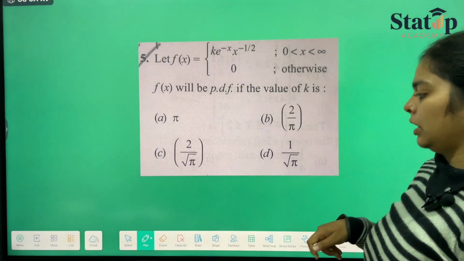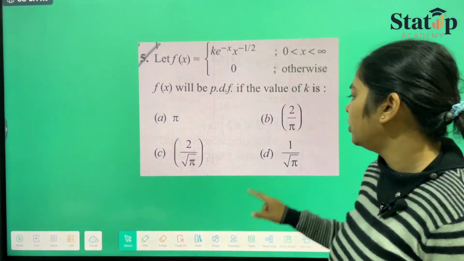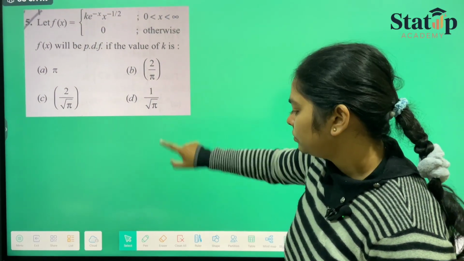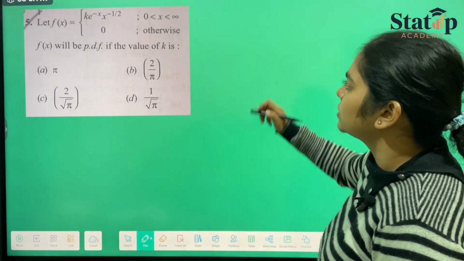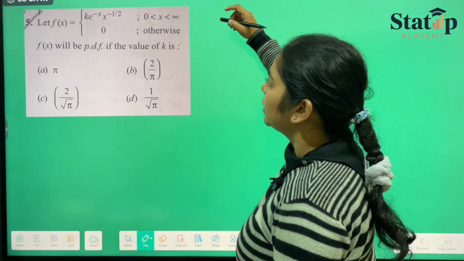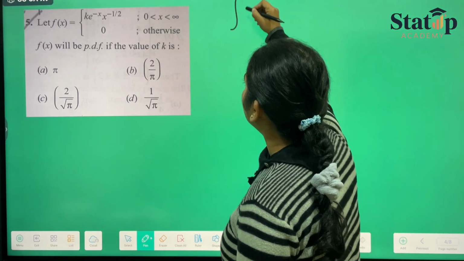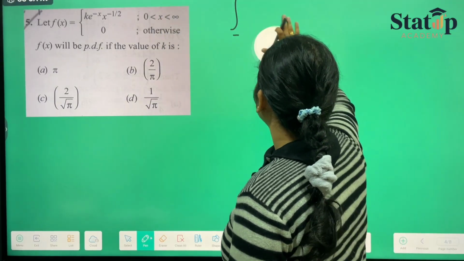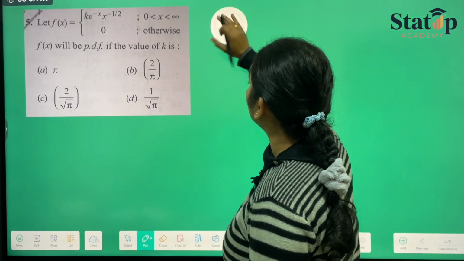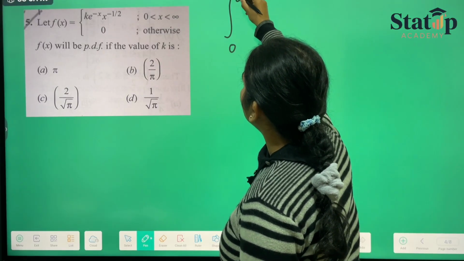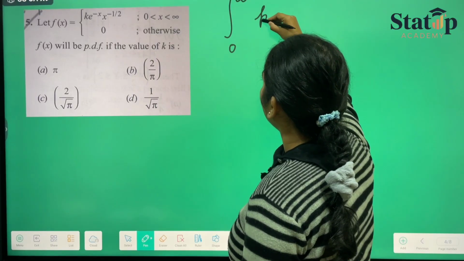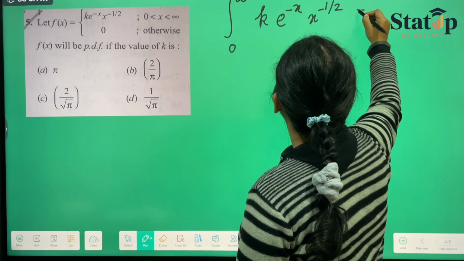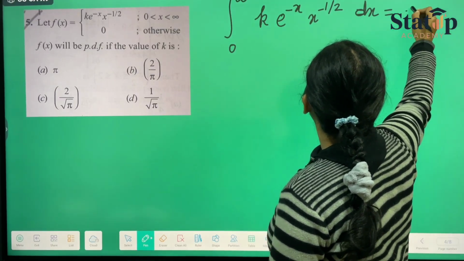This question is a little bit tricky because it has a gamma distribution in it. So let us solve this. This is also a continuous distribution PDF. What does this question say? This question has given us the PDF and we have to find the value of k. We know that the integration is from minus infinity to infinity, but here the range is 0 to infinity. So we'll put 0 to infinity. Integration from 0 to infinity of f(x), which is k e raised to the power minus x raised to the power minus half, dx, should be equal to 1.